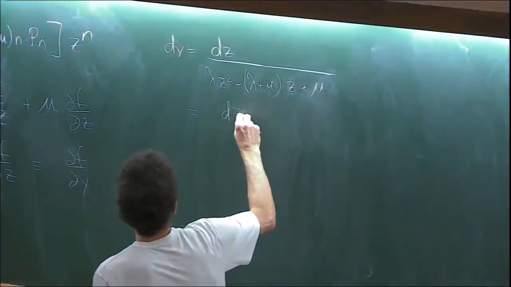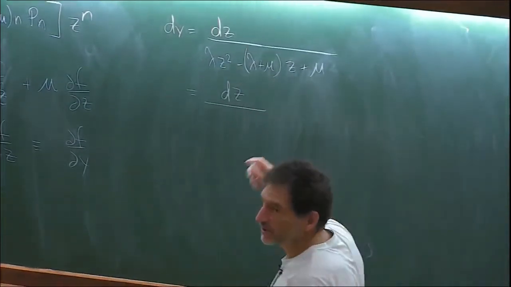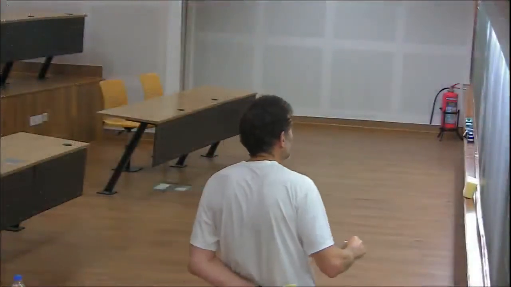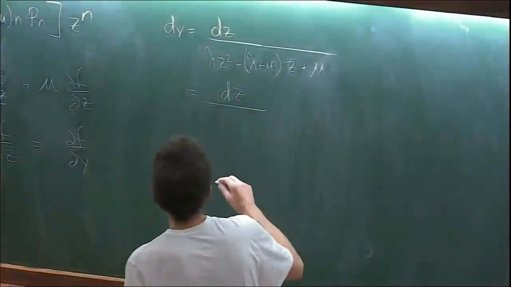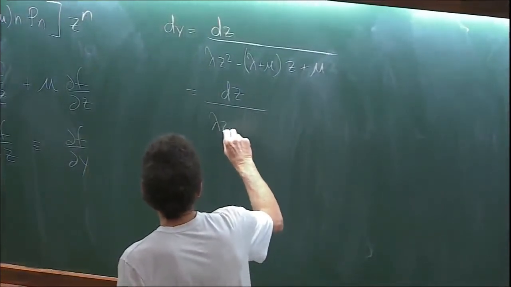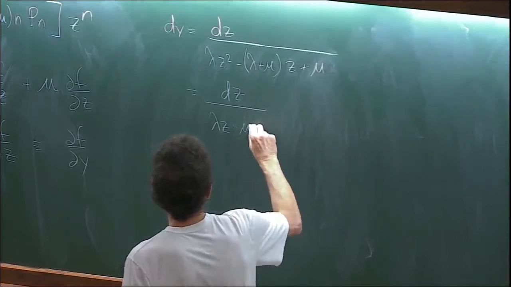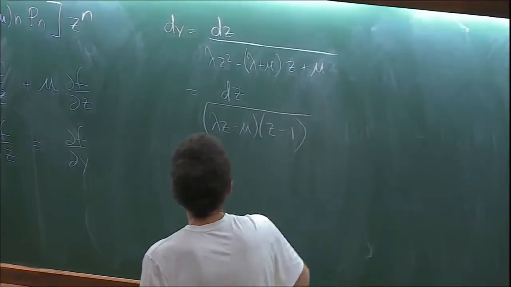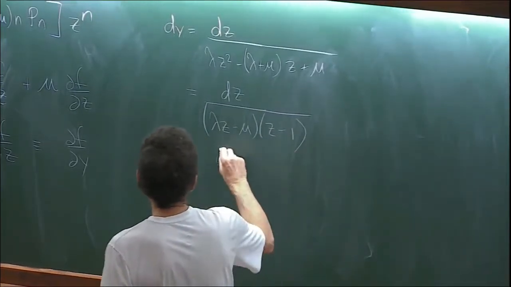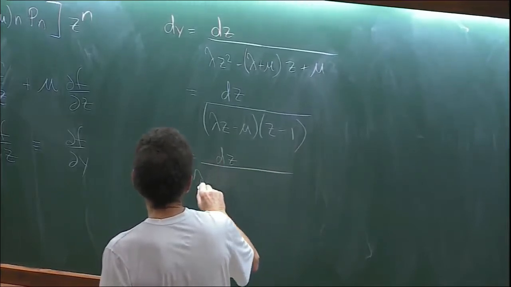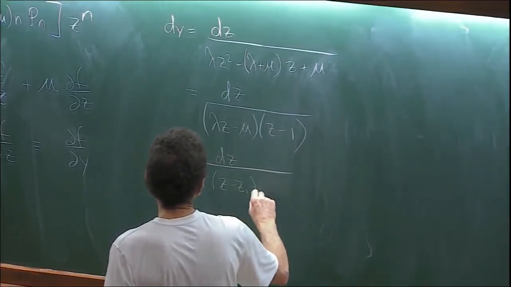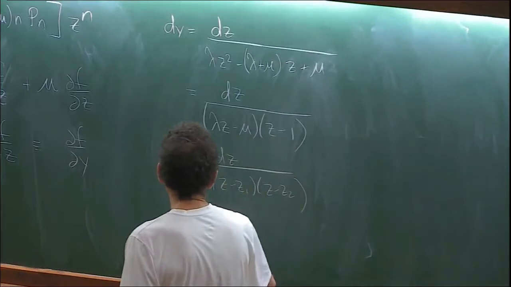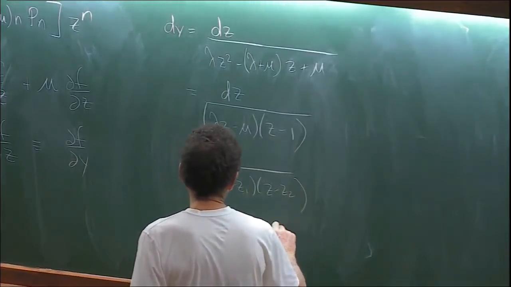So this is dz. First thing is that this is a quadratic polynomial, so we could factorize it. Just here we had a quadratic polynomial that was trivial to factorize, but this is still factorizable. And so this is lambda z minus mu, z minus 1, which I'll write as dz. And then I'll factor out a lambda. So it's going to be z minus z1, z minus z2, where z1 is equal to mu over lambda, and z2 is equal to 1.